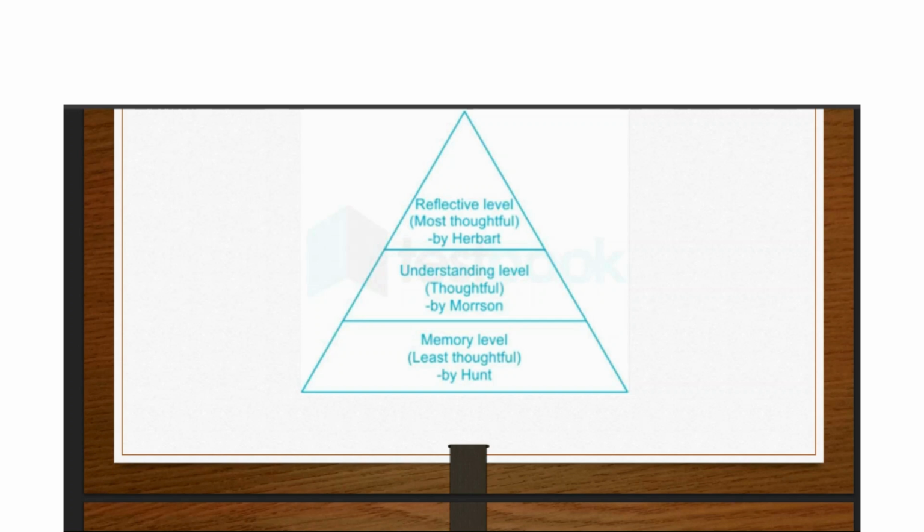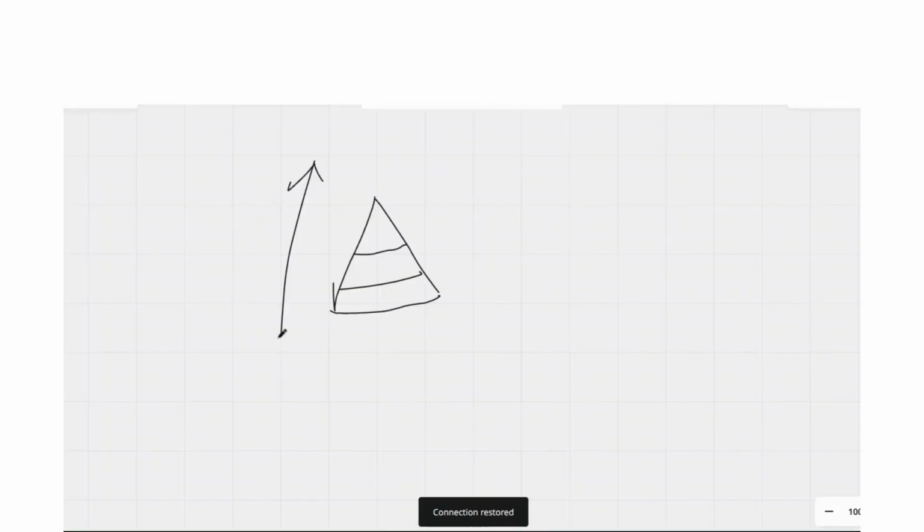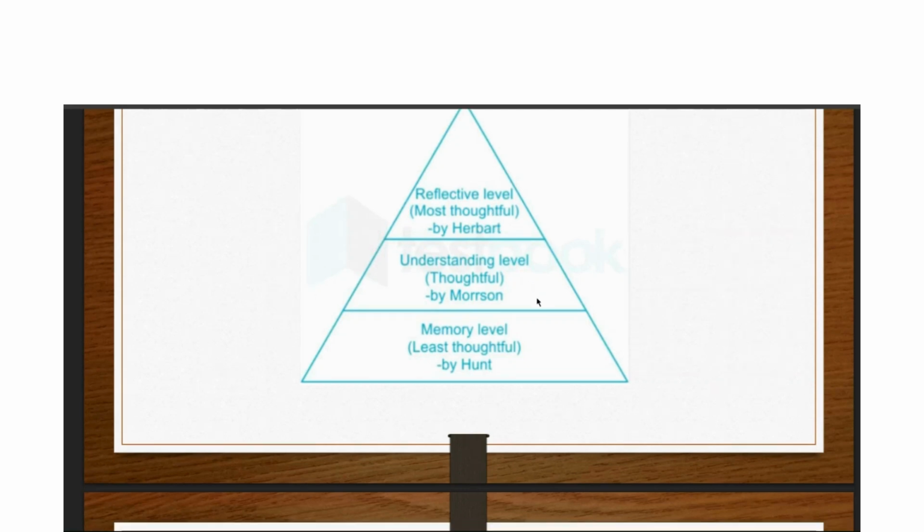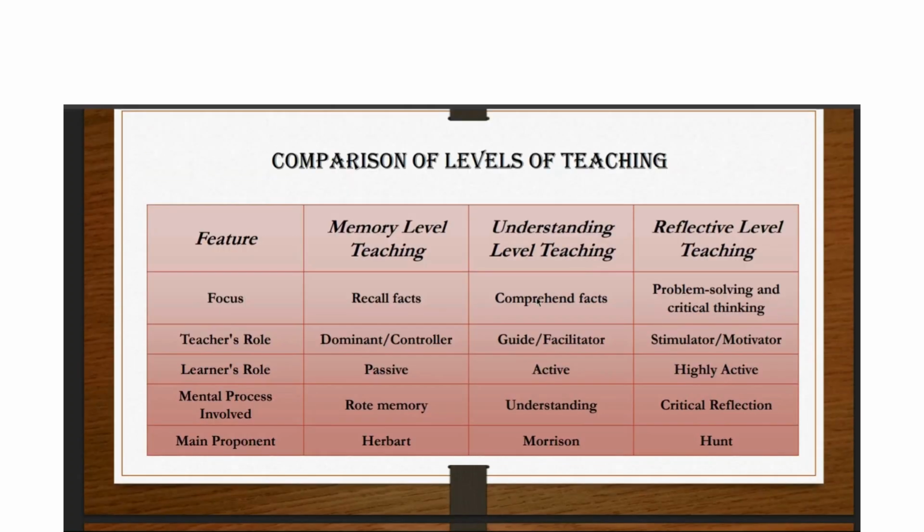This triangle goes gradually from lower level to upper level. Memory level comes here and understanding level is in the middle. Reflective level is the topmost level in the levels of teaching, so it needs the highest cognitive abilities. Coming to the example of plants, earlier we understood that plants need water and sunlight, and the process behind why they need water and sunlight.